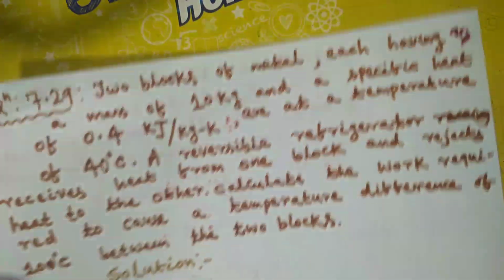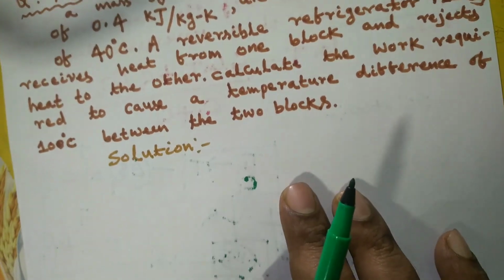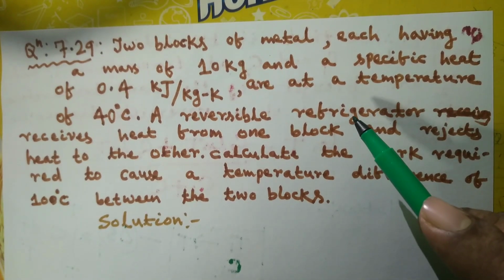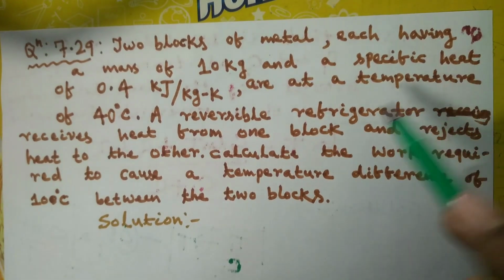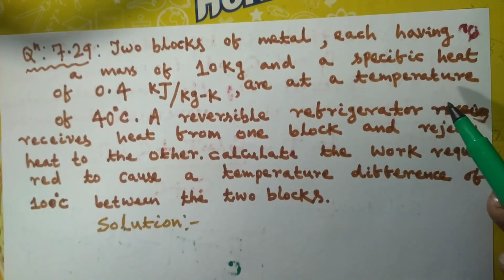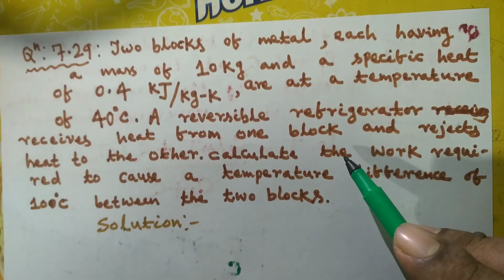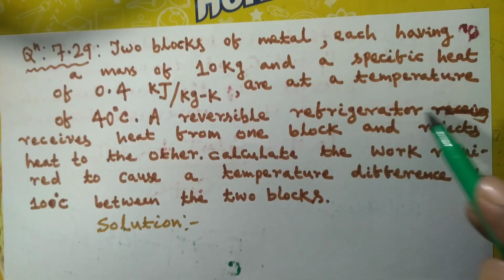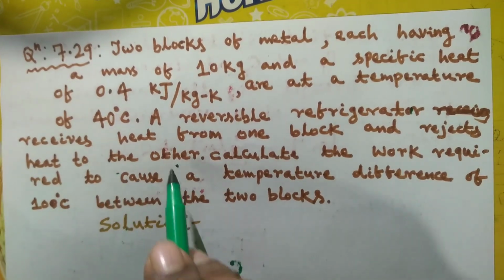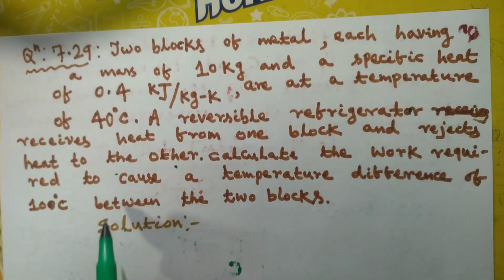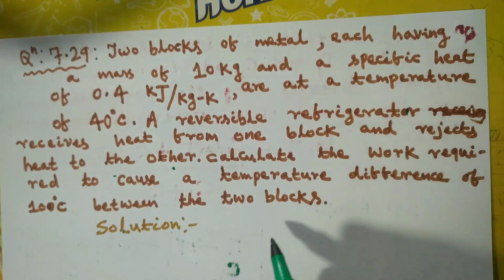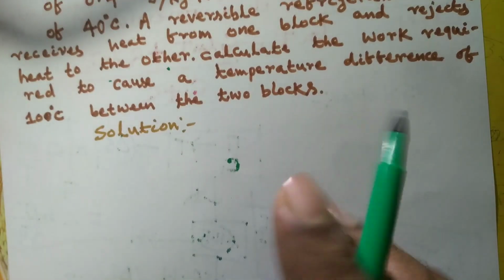So question number 7.29. Two blocks of metal each having a mass of 10 kg and a specific heat of 0.4 kilojoule per kg Kelvin are at a temperature of 40 degrees Celsius. A reversible refrigerator receives heat from one block and rejects heat to the other. Calculate the work required to cause a temperature difference of 100 degrees Celsius between the two blocks.